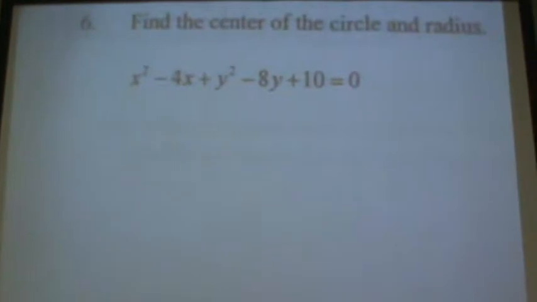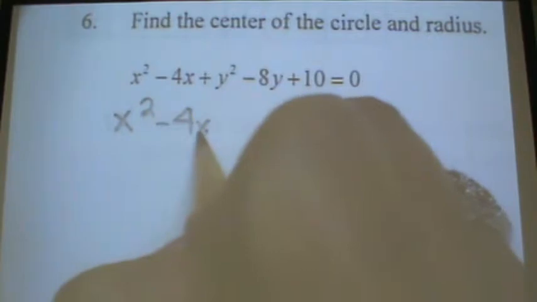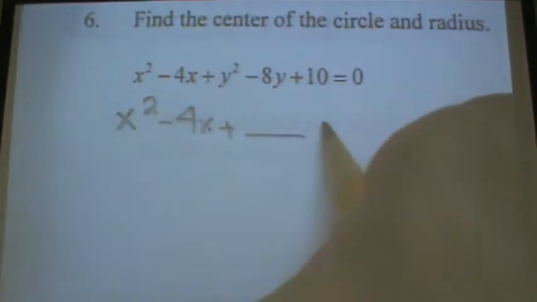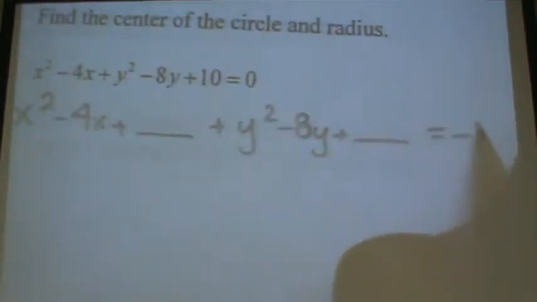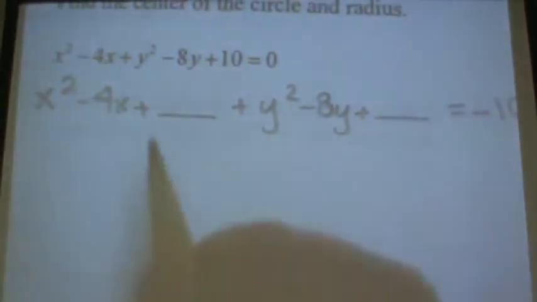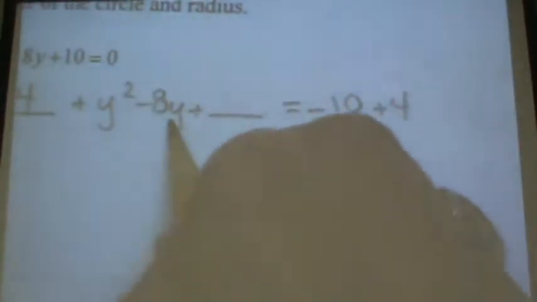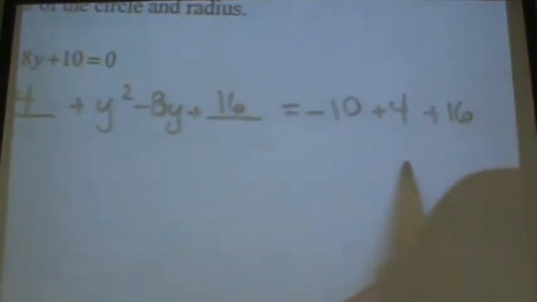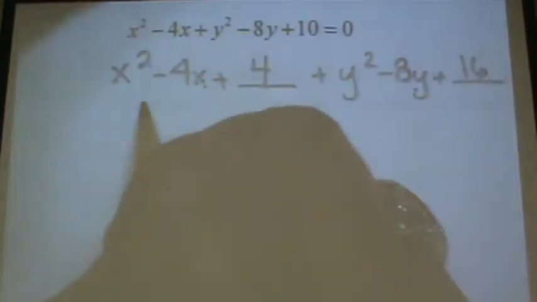Okay, number 6. You have to complete the square here, twice. So I'm going to organize my x's, and then I'm going to organize my y's, and bring over 10 to the other side. Half of -4 is -2, square it, you get 4. Half of this is 4, -4 squared, you get 16. You're going to add these up and you get 10, and factor.